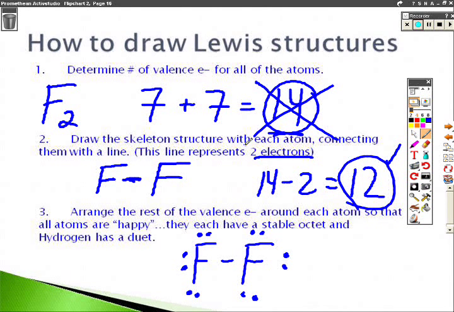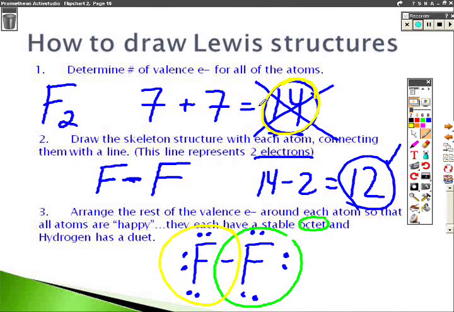My next step is to make sure it's stable. Is this fluorine happy? Does it have a stable octet? Yes, it does. It has 1, 2, 3, 4, 5, 6, 7, 8 valence electrons. How about this one? 2, 3, 4, 5, 6, 7, 8. I've drawn all 14 valence electrons in a kind of bonding called covalent bonding. This is a shared pair right here, and all these other pairs, here, here, here, and here, are lone pairs. They together make a stable covalent molecule.